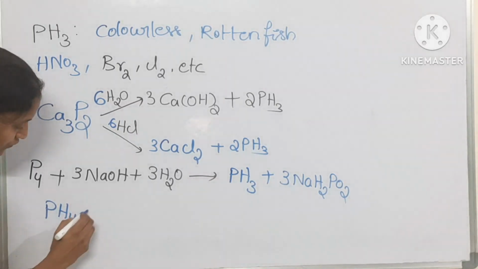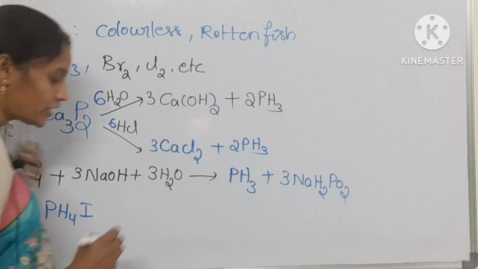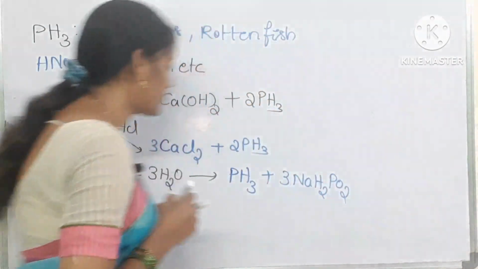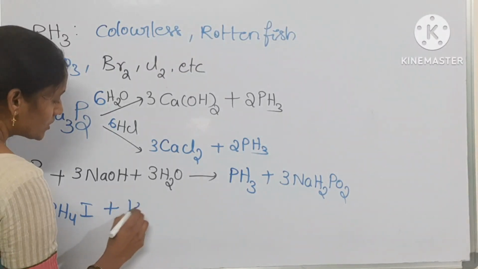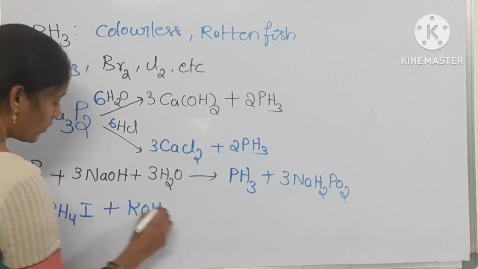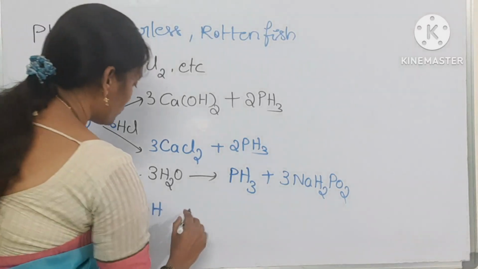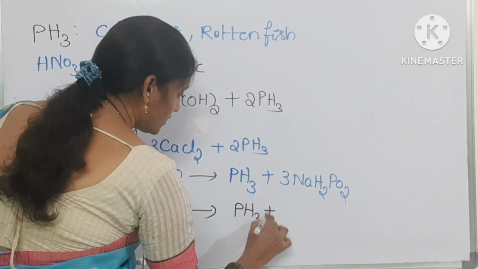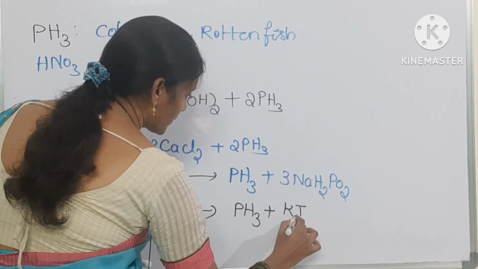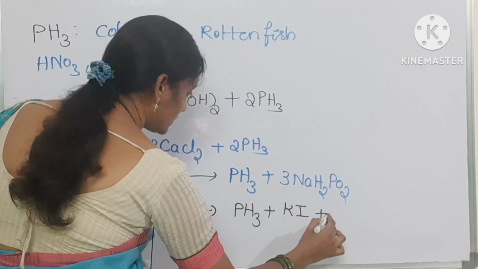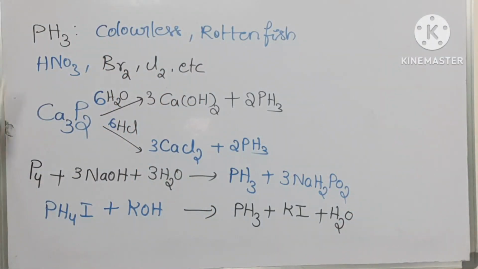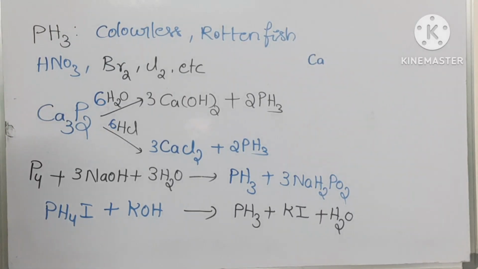Next, one more preparation method: see, this is PH4I, phosphonium iodide. This phosphonium iodide reacts with potassium hydroxide, KOH. Then it will give you PH3, phosphine, potassium iodide and water. These are the preparative methods for phosphine.